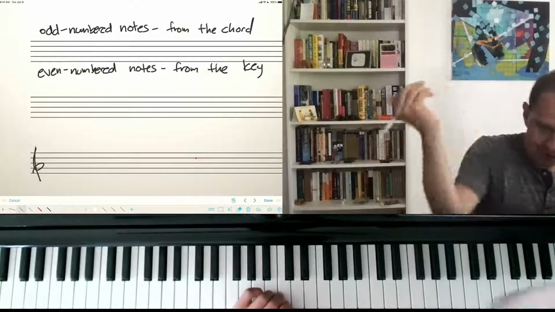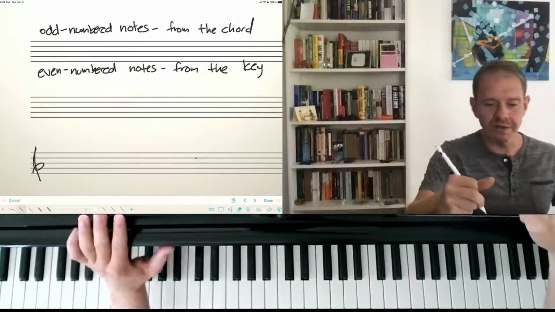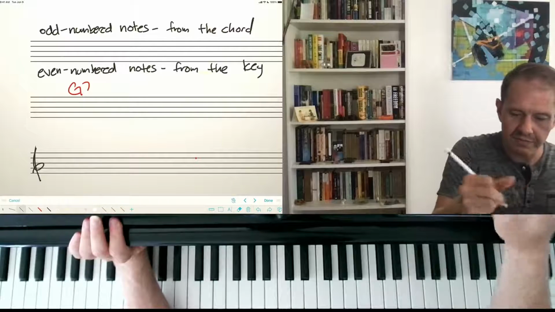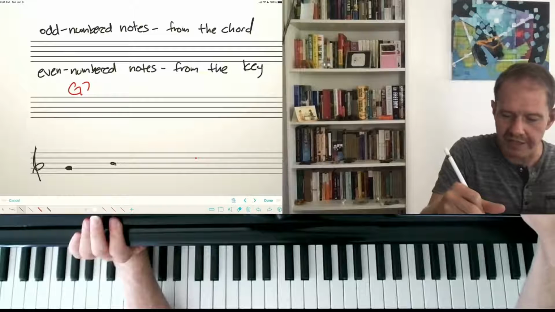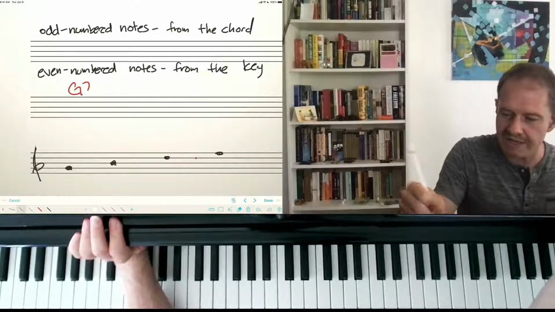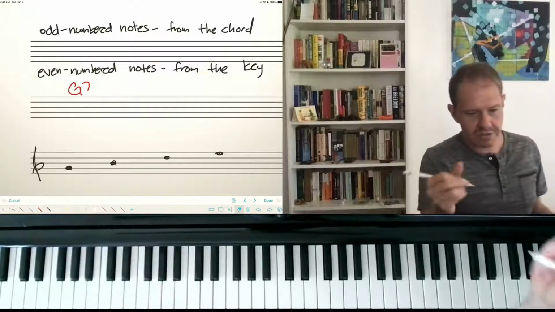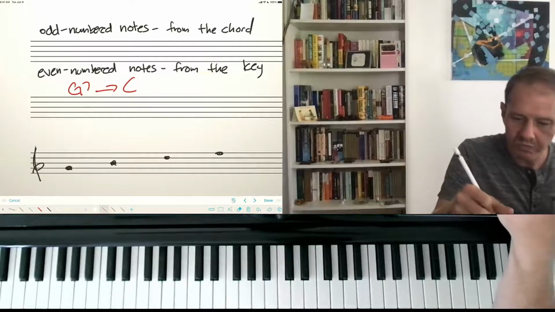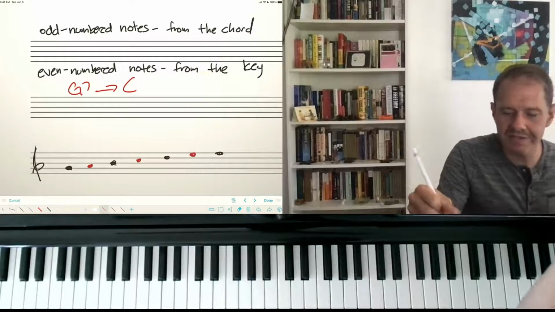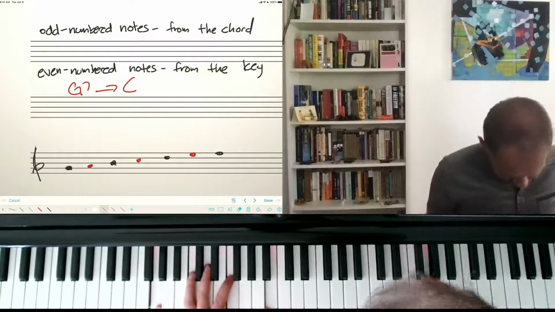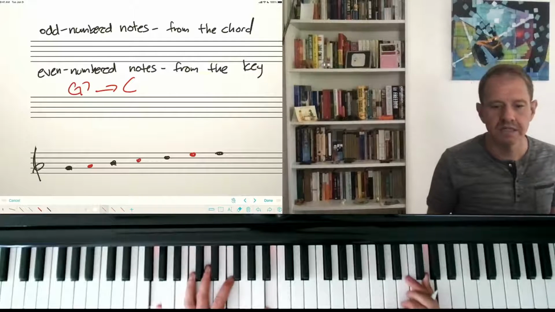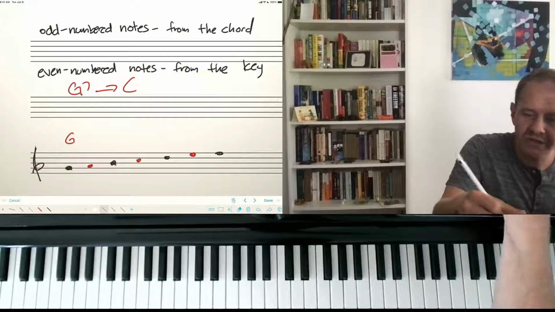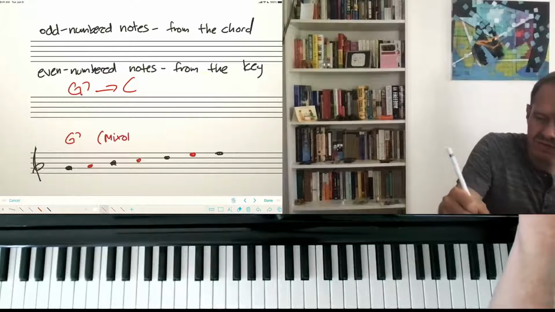Okay, so dominant chords. The scenario that we're all familiar with, right, is if we have a G7, and so again, we'll take the 1, 3, 5, and 7 from the chord, and then this is usually going to lead to the key of C. And so here we're going to take the even numbers from the key of C. Cool. And we get our Mixolydian mode, right? This should be probably familiar to most of you.